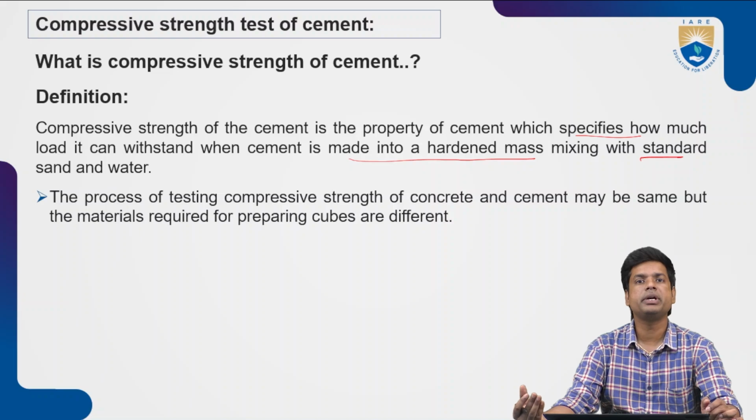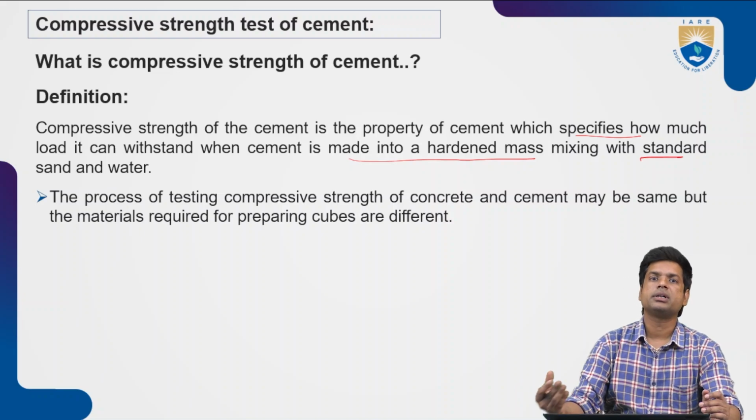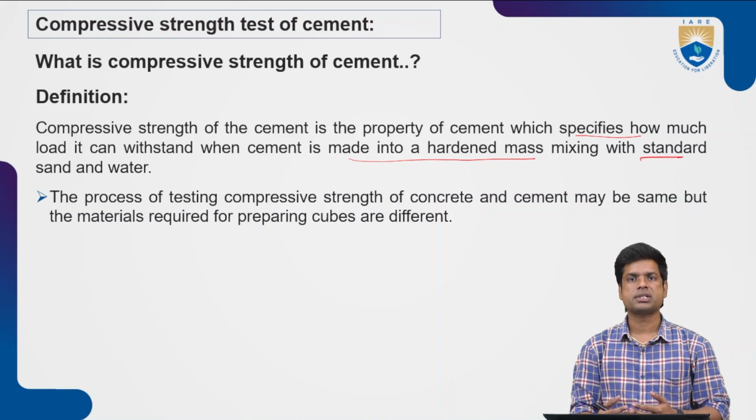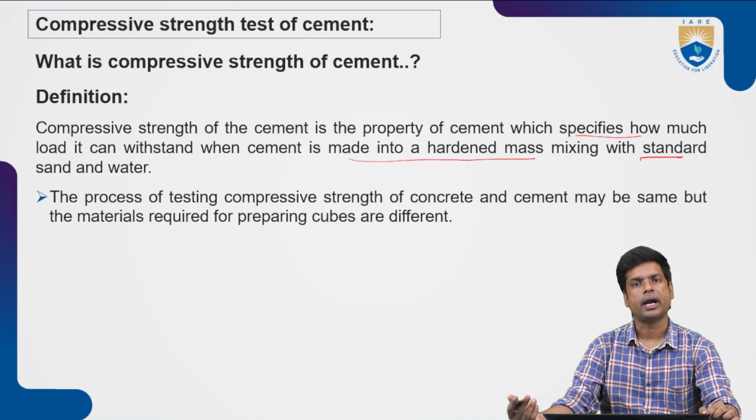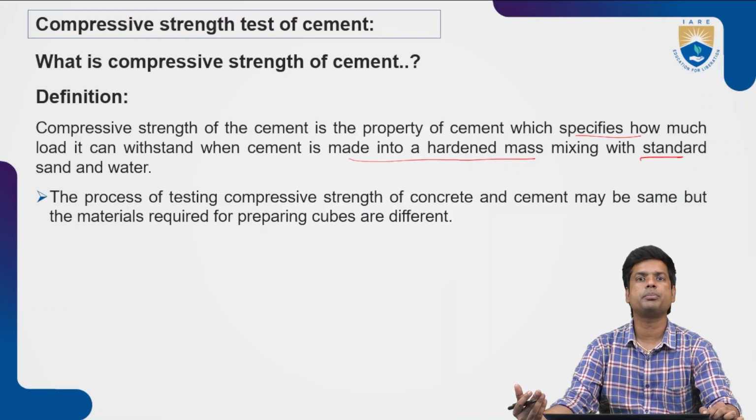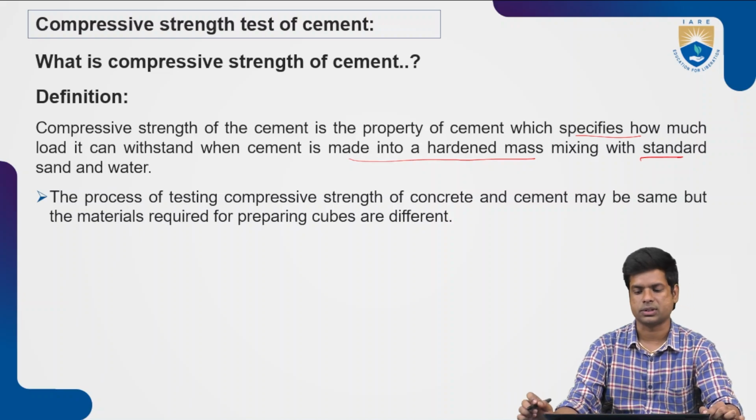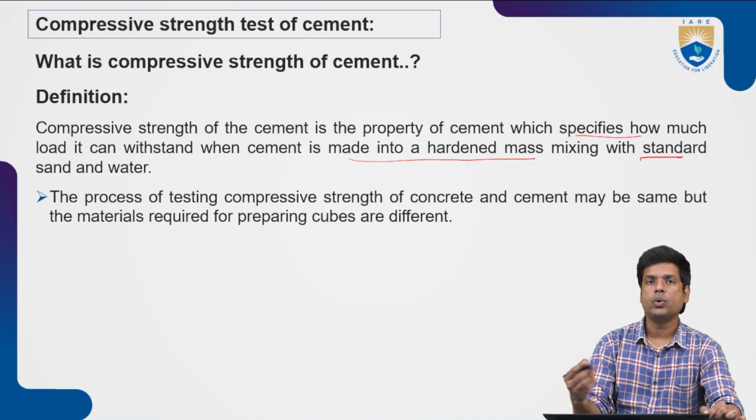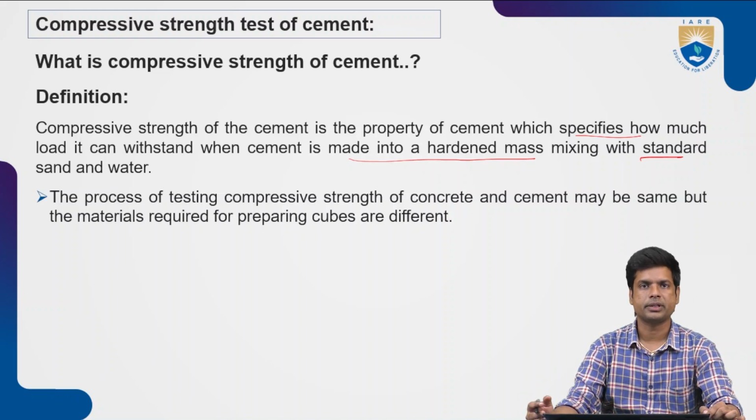The cement will be mixed with water and sand, and then we make a mass like a cube. Then we apply the load, and whatever amount of load it withstands will be calculated, and from that we estimate the compressive strength. Whatever load it is going to withstand, that is what is called the compressive strength of cement.